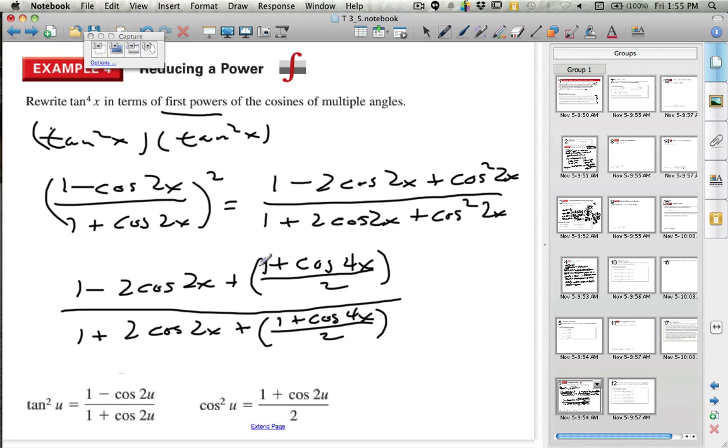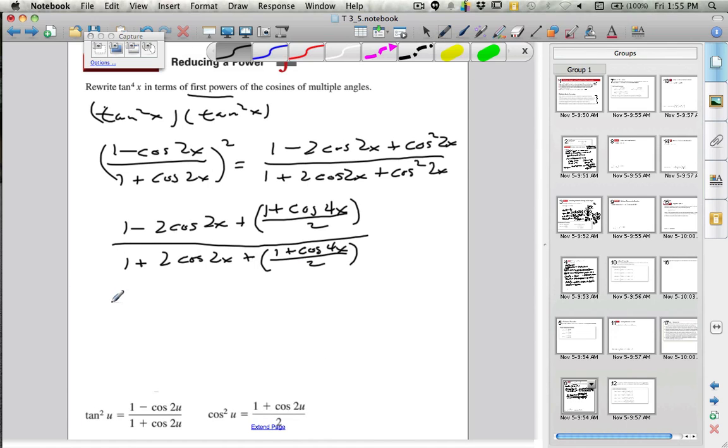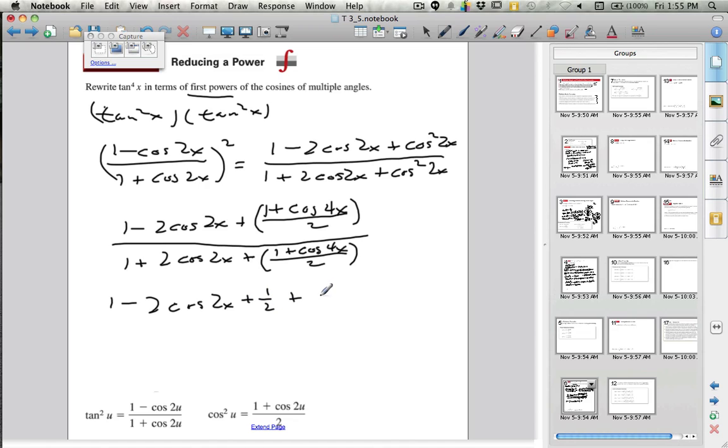Okay, so if we went ahead and distributed the division here, then we're going to have 1 minus 2 cosine 2x plus 1/2 plus, actually we'd say 1/2 cosine 4x. And I'd simplify to get the same over here.